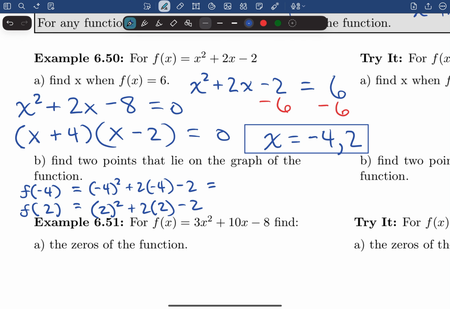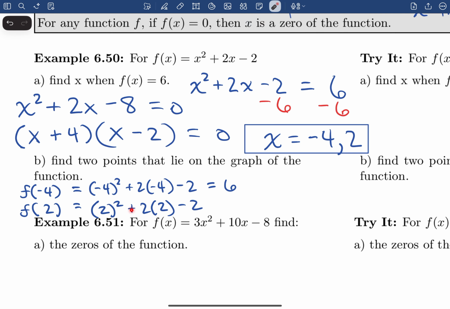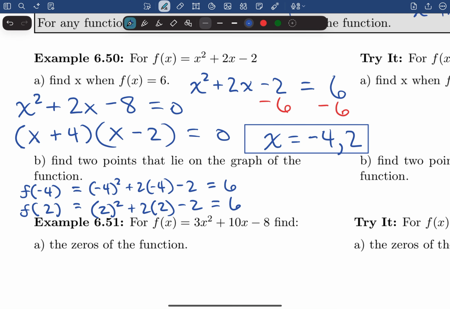Okay, and now I'm going to finish evaluating the function. Negative 4 squared is 16, and then 16 minus 8 is 8, and 8 minus 2 is 6. So the output is 6. And then I do it again. 2 squared is 4 plus another 4, so I get 4 plus 4, 8, minus 2, 6. So when I evaluate the function at these two x values, the y value is 6. Meaning, I've got an xy coordinate of negative 4 comma 6 for the first point and 2 comma 6 for the second point.